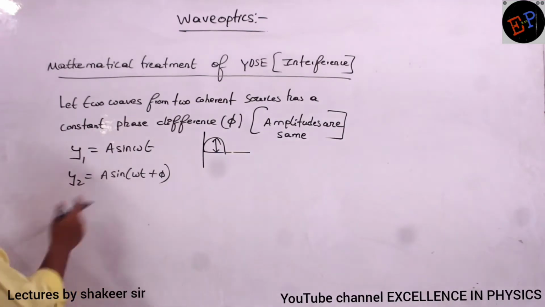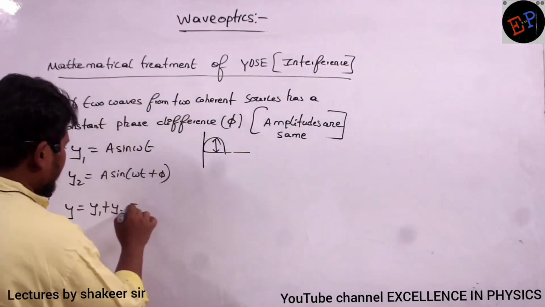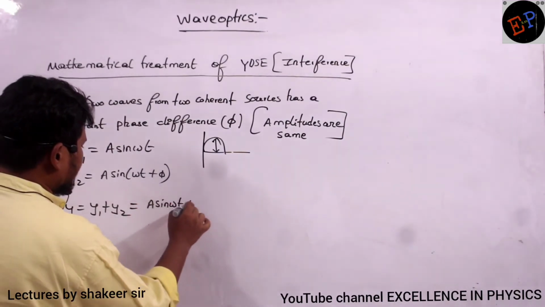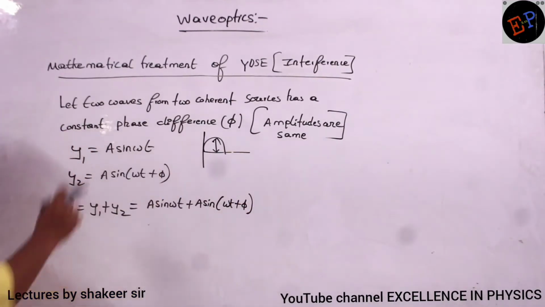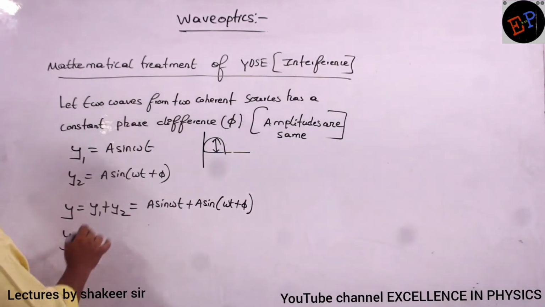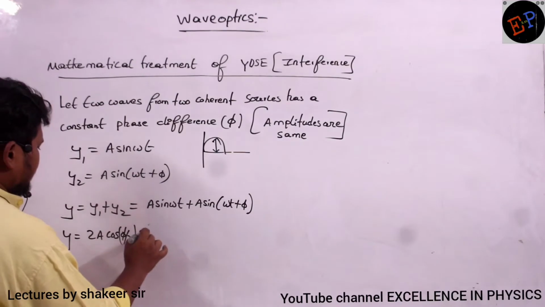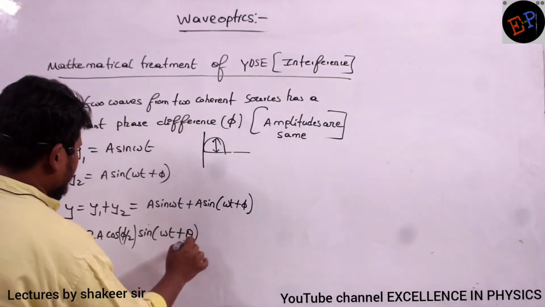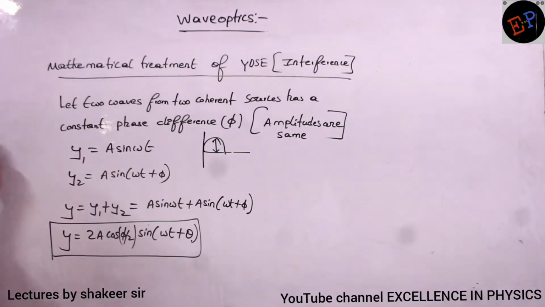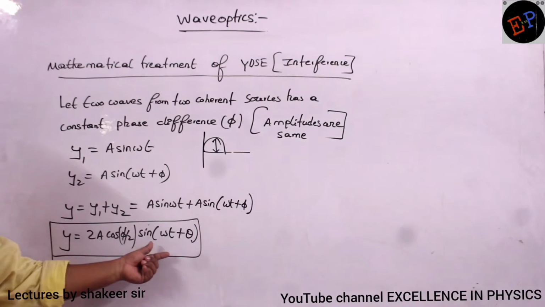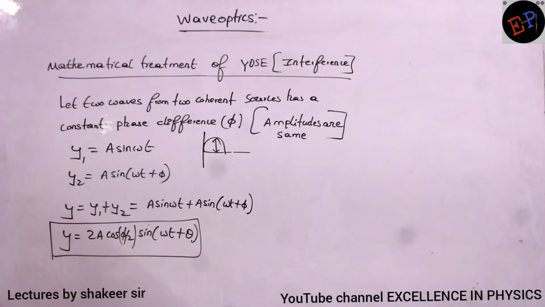So by superposition what can I write? I can write y equals y1 plus y2. So I will write a sin omega t plus a sin omega t plus pi. Clear? There are some mathematical calculations which I don't want to do. So the final answer is 2a cos pi by 2, sin omega t plus theta. This is the resultant wave which you will get. Derivations are not required, just remember the equation. So if these two waves interfere, this is the resultant wave. Is it clear?